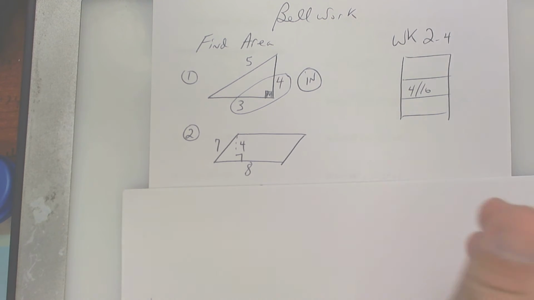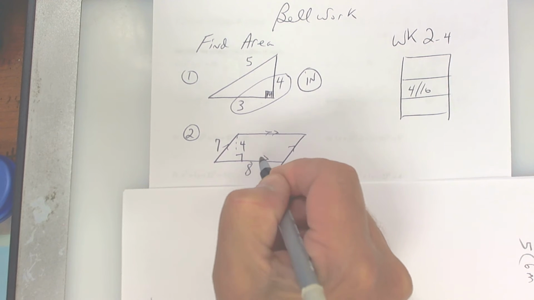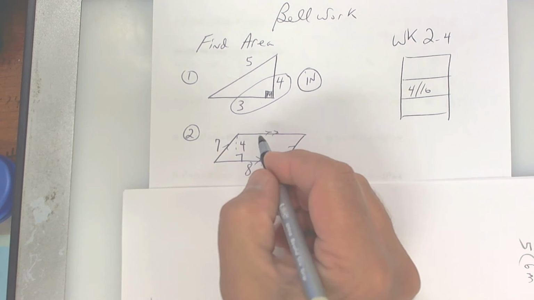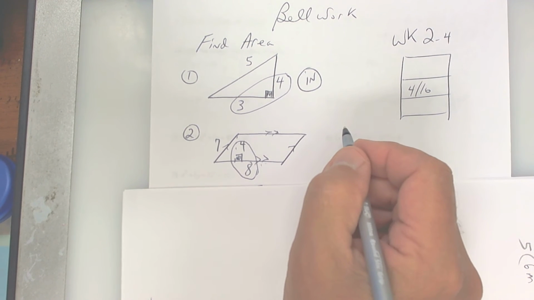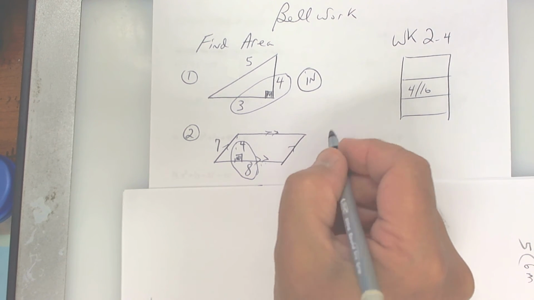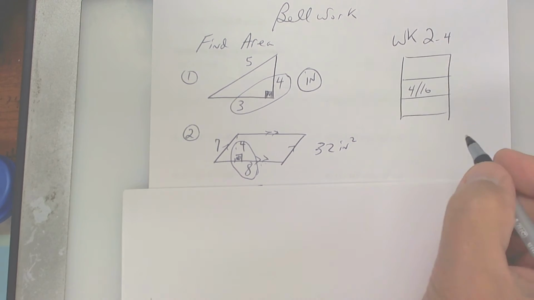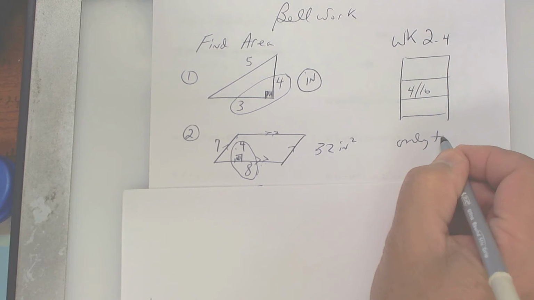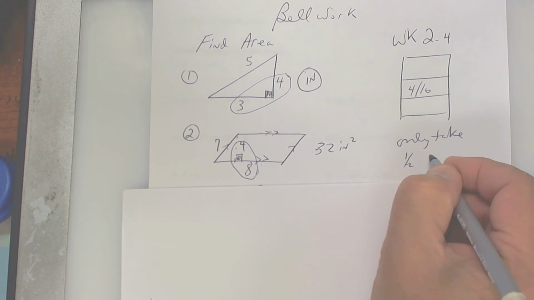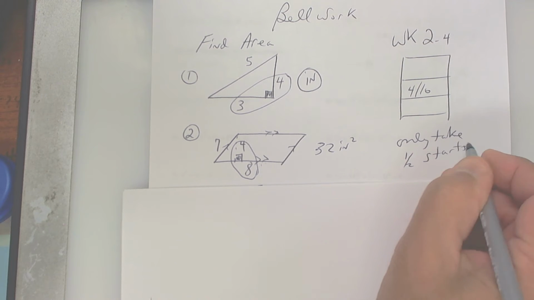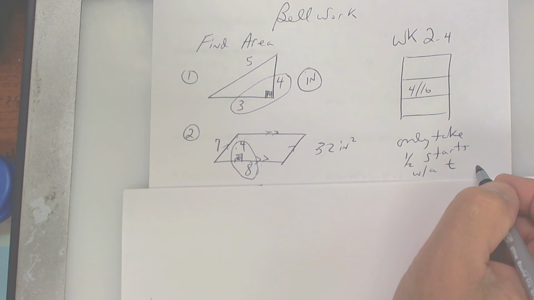The next one is a parallelogram because these sides are parallel. Opposite sides are parallel. Anyhow, color the box. It's going to be the base and the height, and do not take half. 4 times 8 is 32, and there's your answer. Write this down: you only take half, I think I said this yesterday, of anything that starts with a T. Trapezoids and triangles.